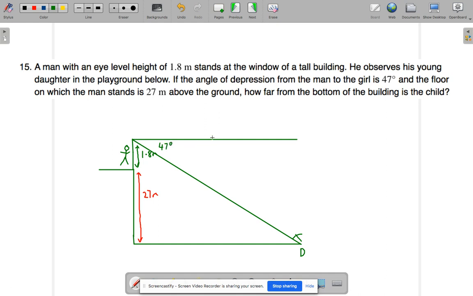Okay, now I talked earlier in the video about that Z shape. Okay, I've got two parallel lines there. So if that's 47 there, that angle there, then this angle in the other corner of the Z will also be 47. Okay, how far from the bottom of the building is the child? So there's the bottom of the building, there. We can call that B if you like, for the bottom of the building. So this is what we're trying to find here, the distance from the bottom of the building to his daughter.